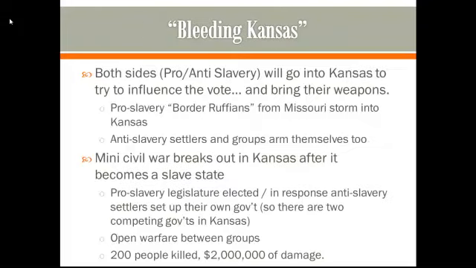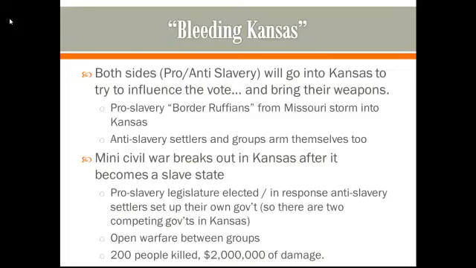And so here's what happens. Once it's announced that there's going to be a vote, both the pro- and anti-slavery extremists are all going to go from where they are into Kansas to try to influence the vote. They're not only going to bring their political opinions, they're going to bring their weapons. Pro-slavery border ruffians from the slave state of Missouri stormed into Kansas. They brought cannons with them, they brought rifles, and they went to basically start a war to make Kansas a slave state. The anti-slavery groups and anti-slavery settlers in Kansas also armed themselves.